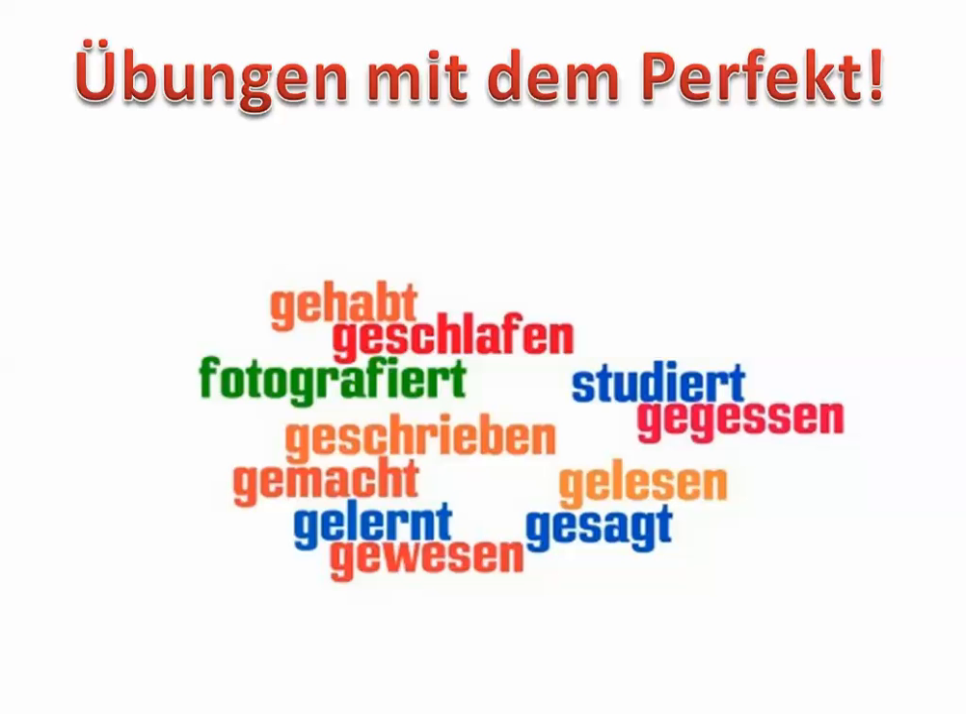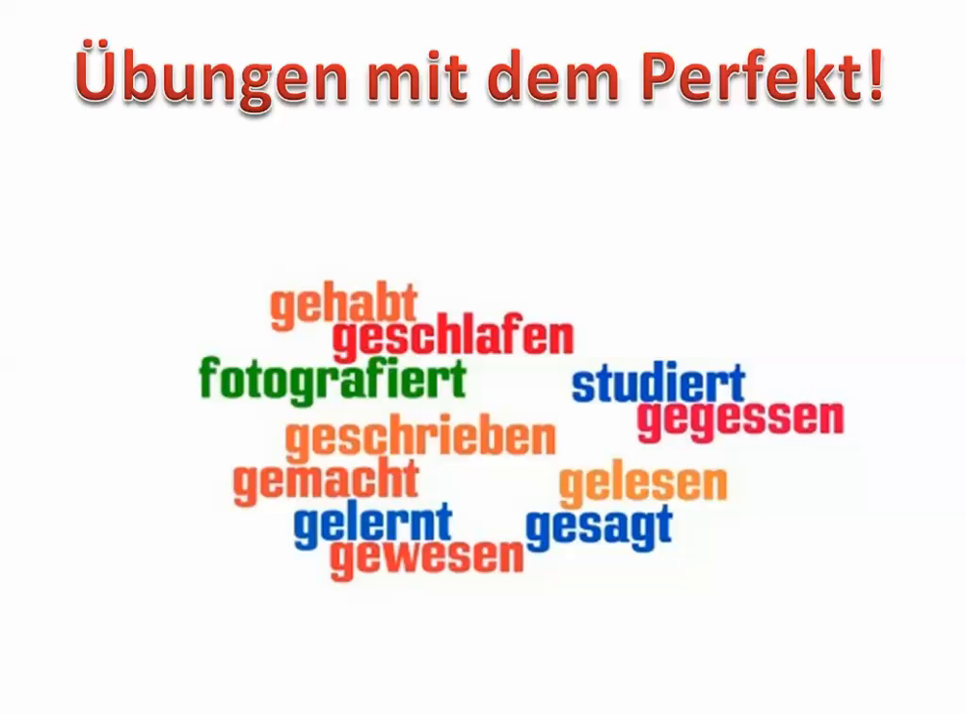So if you find that this is a little too complicated for you, go back and review our other videos over the perfect tense, where we go into each rule a little bit more in detail. So we're going to start off by talking about how to form the past participle. Remember, for the perfect tense, you're going to have a helping verb or auxiliary verb and a past participle.